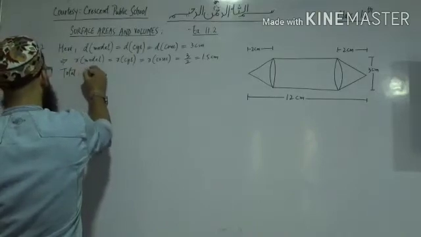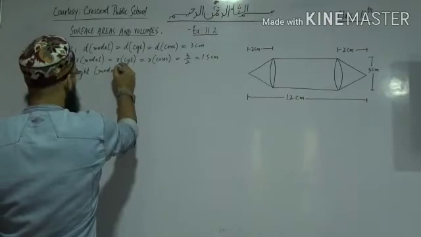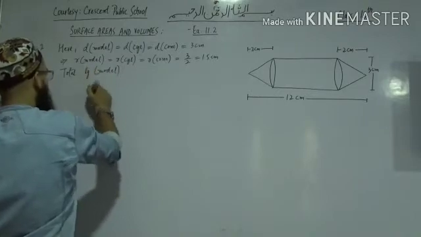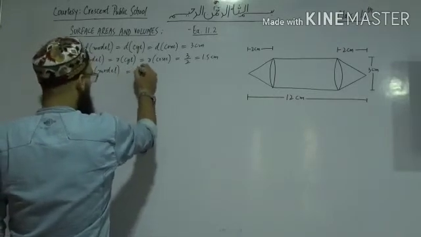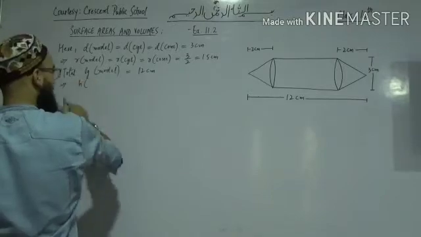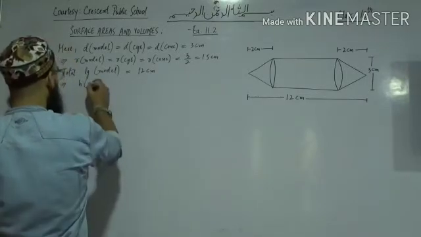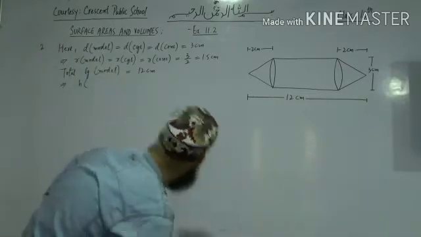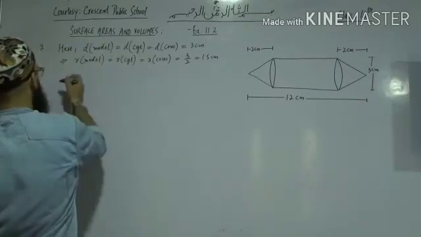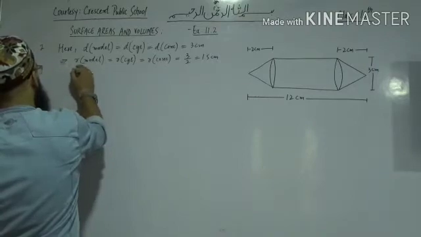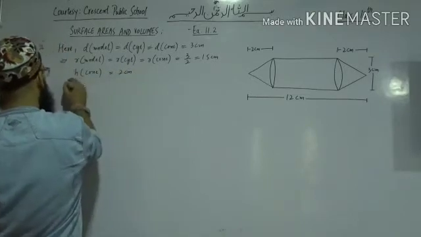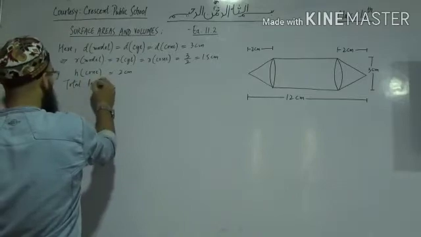Total height of model, or you can say total length of model, is equal to 12 centimeter, which implies that, now if I need to find height of, first write down the height of cone. Now height of cone is 2 centimeter.